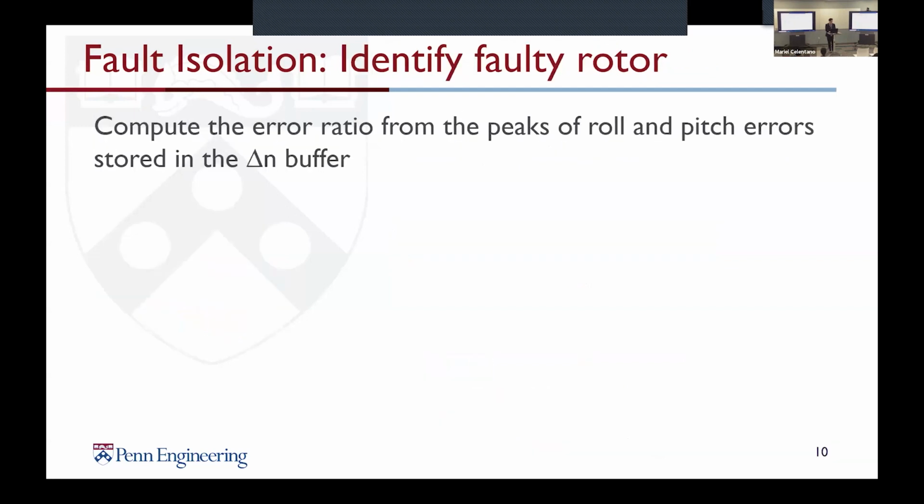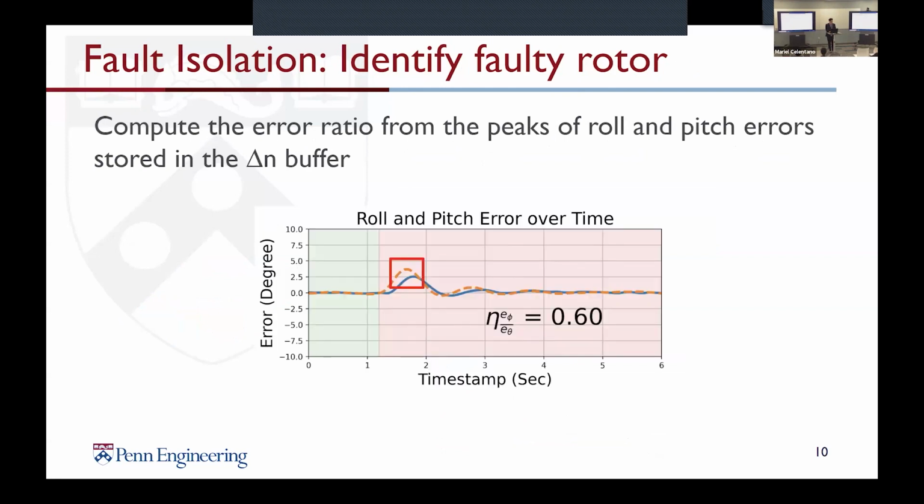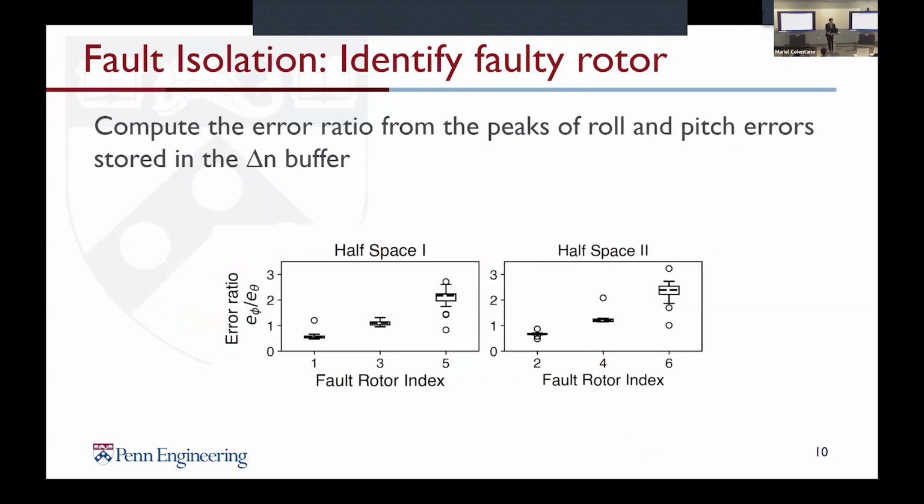And afterwards, we want to further shrink our candidates from 3 to 1. So we identify the faulty rotor. We compute the error ratio from the peaks of roll and pitch errors stored in the delta M buffer. It is also the overshoots here, and we just divide them and get the error ratio to be 0.6.